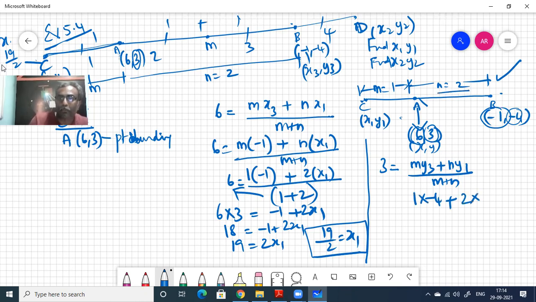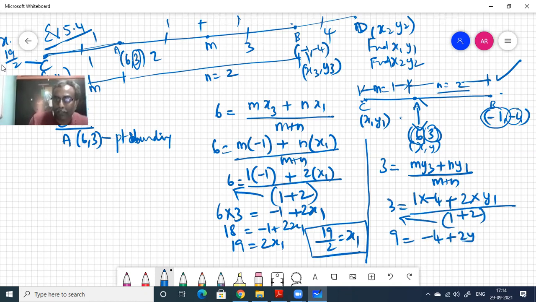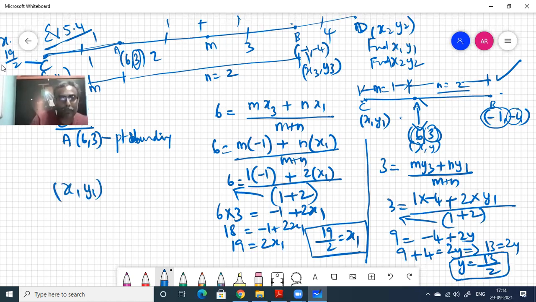2 into y1, y1 you don't know, divided by m plus n, 1 plus 2 again. 3 is equal to, this is again 3. 3 into 3 is 9. You take this to that side. 9 is equal to minus 4 plus 2y. 9 plus 4 equal to 2y, which implies 13 is equal to 2y. So y is equal to 13 by 2. So the point C, x1, y1, is equal to 19 by 2, comma 13 by 2.